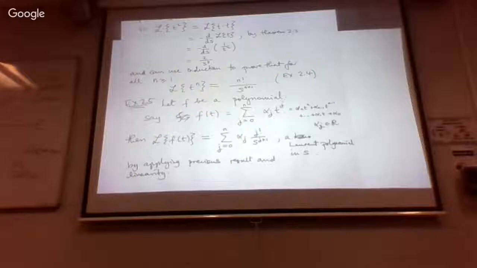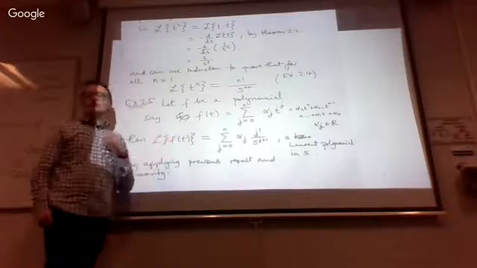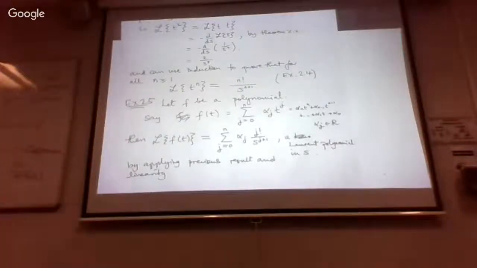So by taking the trouble to accumulate some well-chosen properties of the Laplace transform, we can immediately make a lot of progress. We suddenly know now what the Laplace transform of any polynomial is. It's specified out of the ingredients of the polynomial.